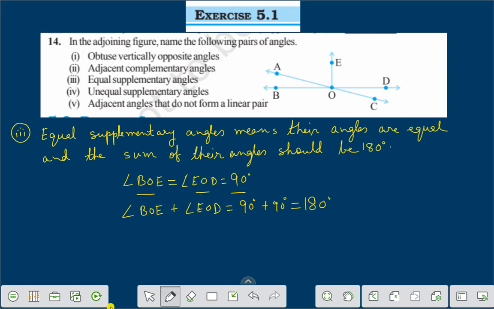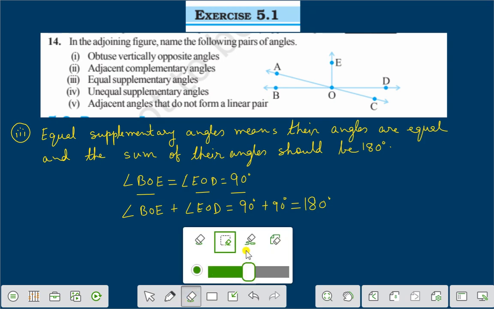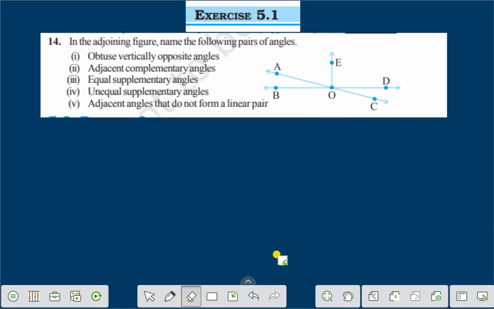Now question number 4. Question number 4 is unequal supplementary angles. Unequal, the angles are not equal, right? First of all, we'll find what is the meaning of that. Unequal supplementary angles means that the angles are unequal and the sum of the angles is 180 degree.